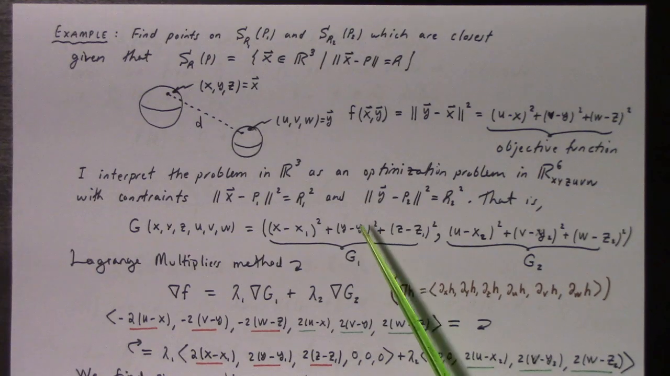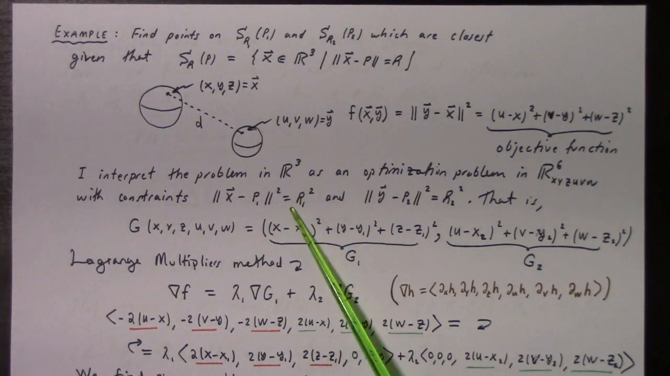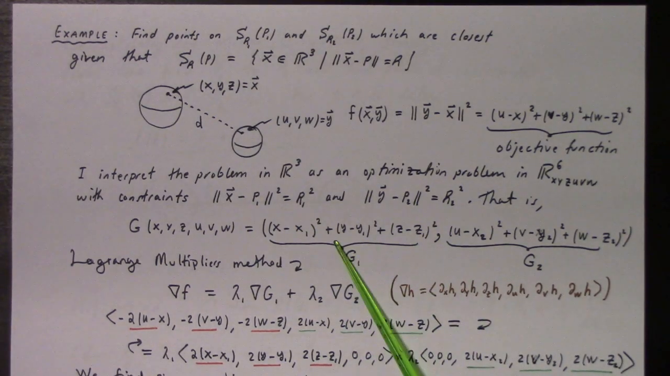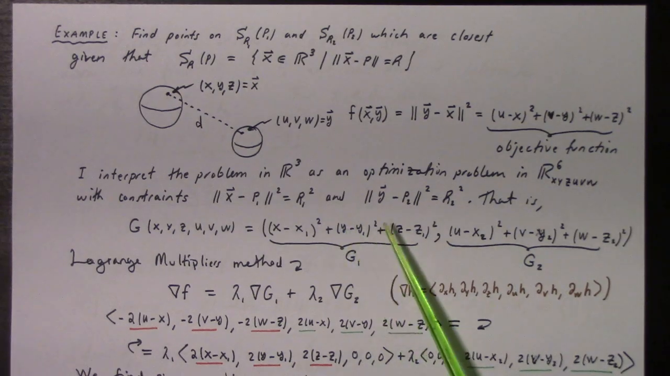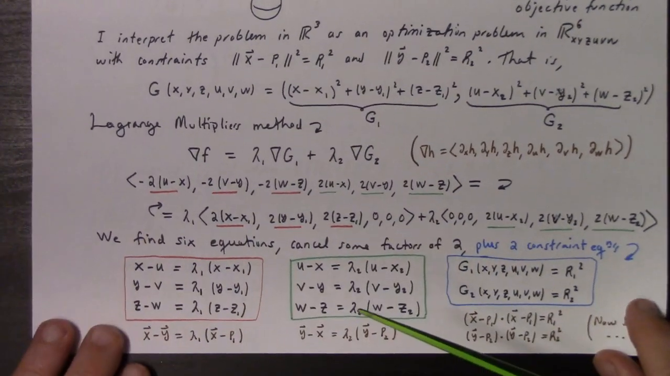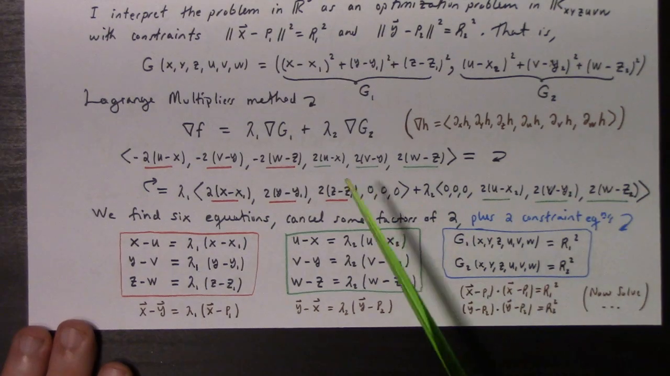And two constraints, right? The constraints are that the x vector has to lie on the first sphere and the y vector has to lie on the second sphere, which gives me these two equations in 6-dimensional space, all right? Now, the method of Lagrange multipliers, in this context, gets two multipliers. All right, so here are the multiplier equations.